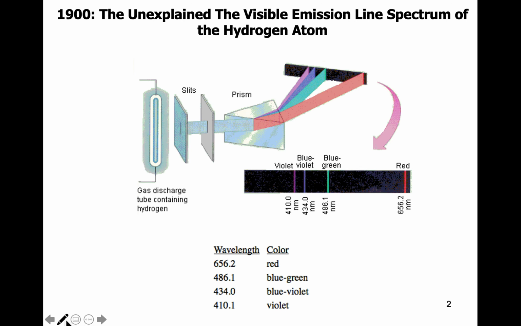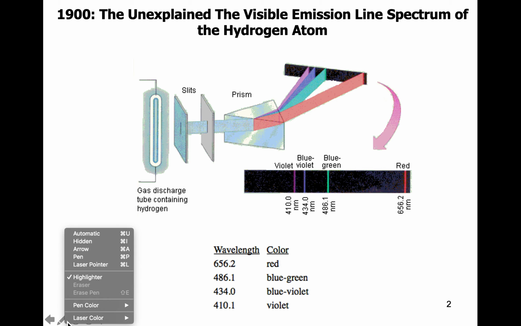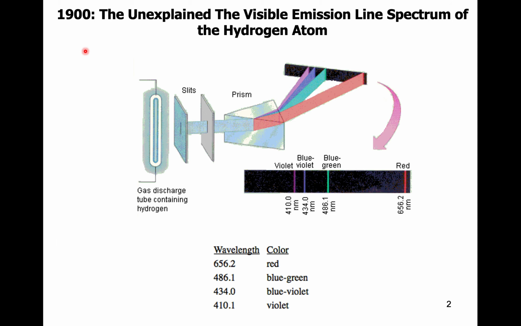What we have here was an unexplained phenomenon from right around 1900, when hydrogen gas was heated up in one of these tubes, and then the light that's generated from heating the gas in the tube was sent through a prism. The light gave a very discrete spectrum.